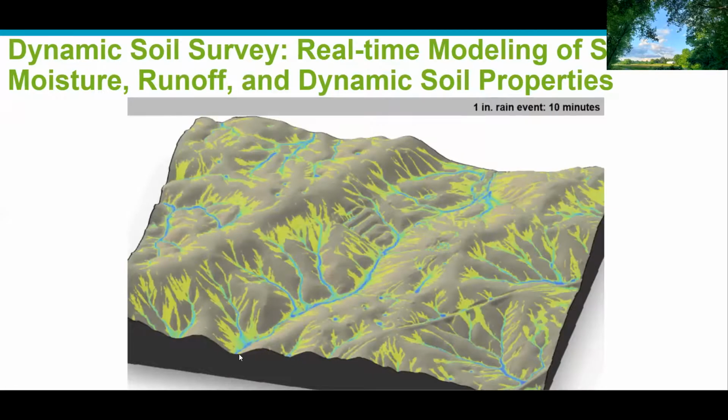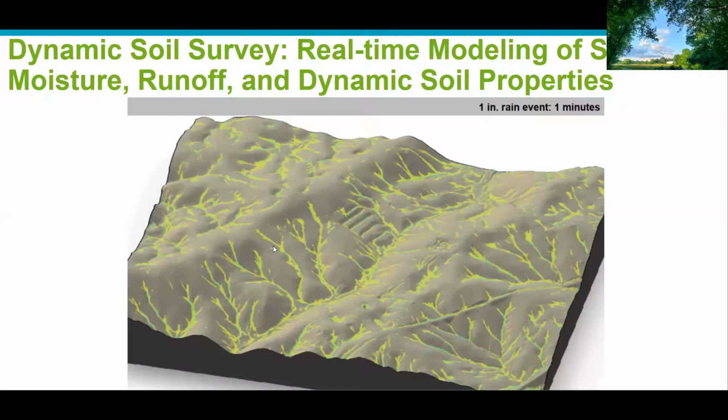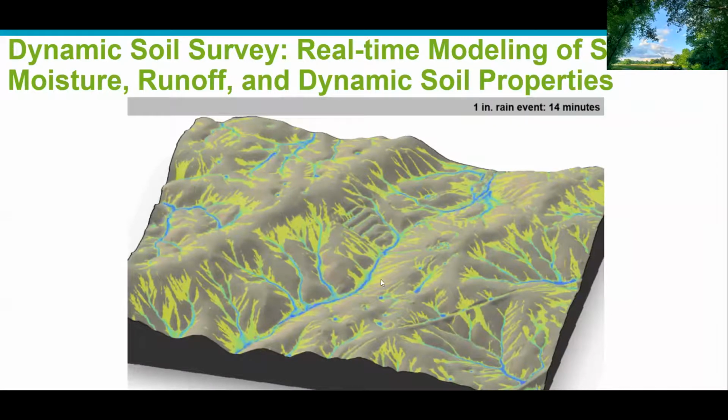As was pointed out earlier, we can also look at runoff and determine with a 1-inch rain in 1 hour, where will the runoff occur? Again, this is a model. It would have to be ground truthed, and that's part of our dynamic soil survey, is putting in the instrumentation to get the information that we need to take this approach and expand it nationally.